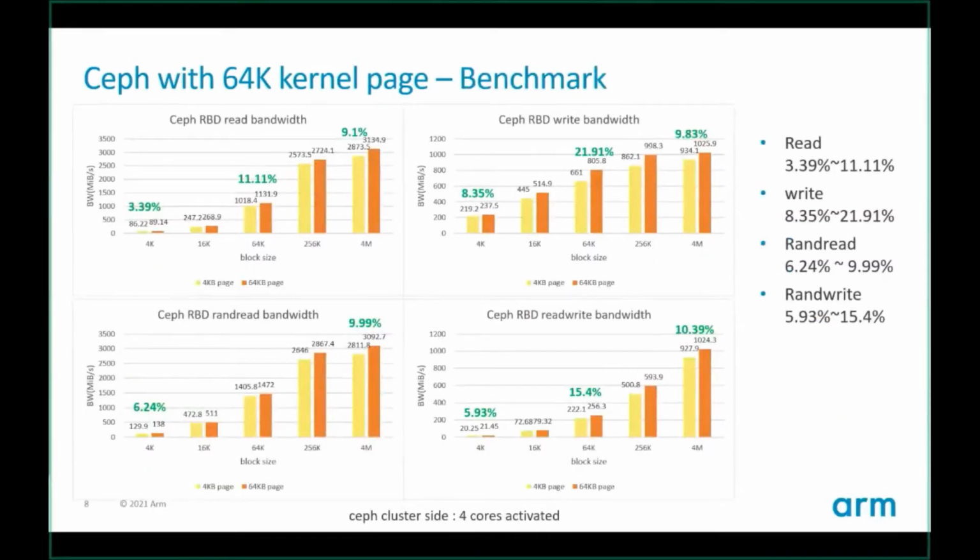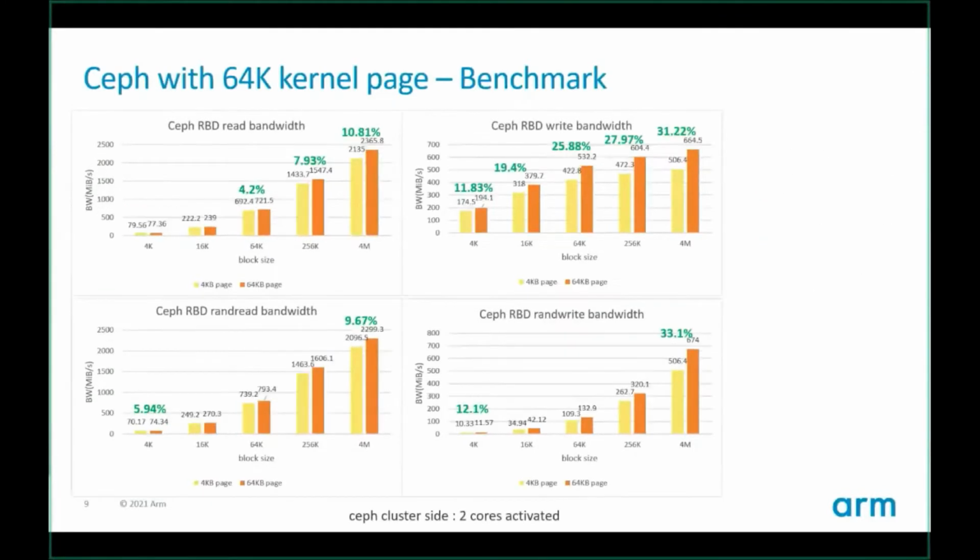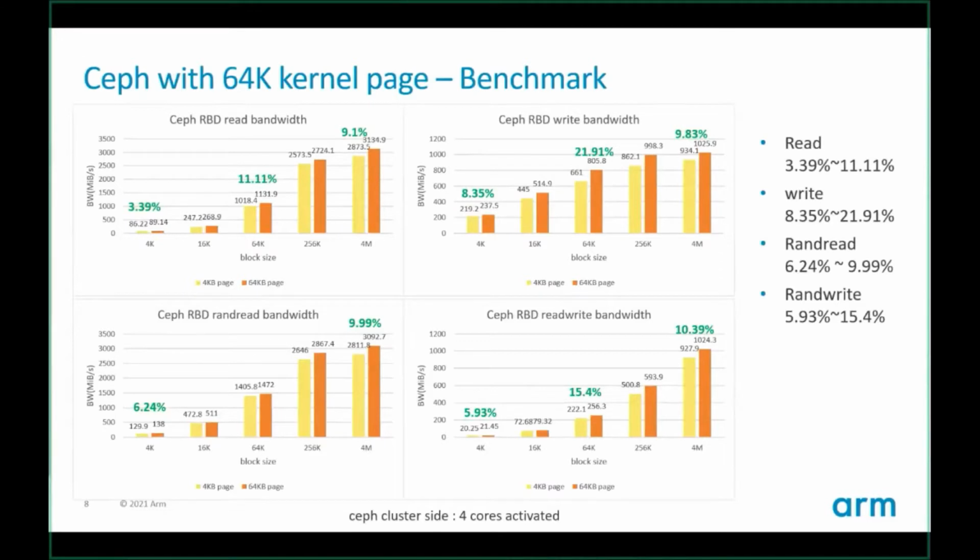This is the performance with only 4 CPU cores activated on the cluster side. The yellow bars are the Ceph RBD bandwidth of 4 KB kernel page size, and the orange ones are 64 KB kernel page size. From the graphs we can see we can get about 3 to 11% boost for read, according to different block size from 4K to 4 megabyte block size. And for write it is 8 to 22% boost, about 10% for random read, and about 15% boost for random write. So in this test case, using 64 KB kernel page size does bring some benefits.